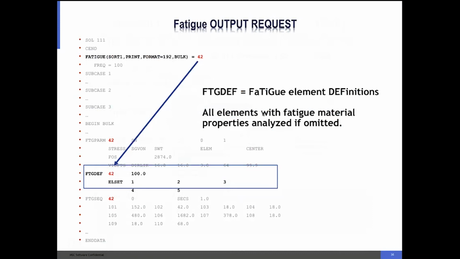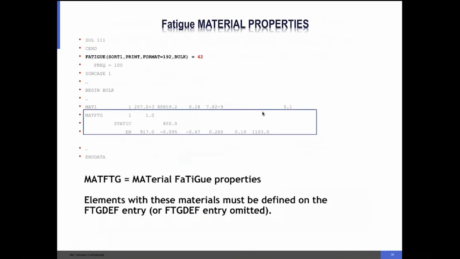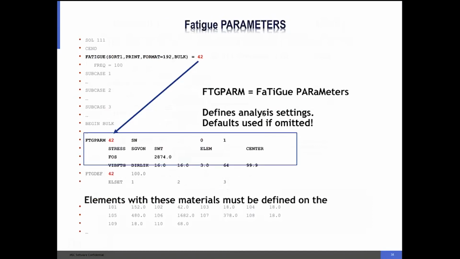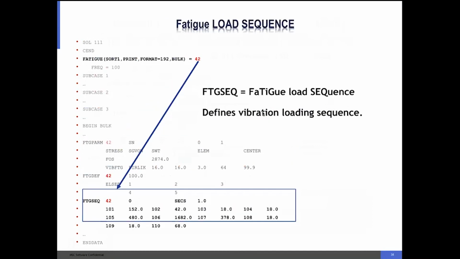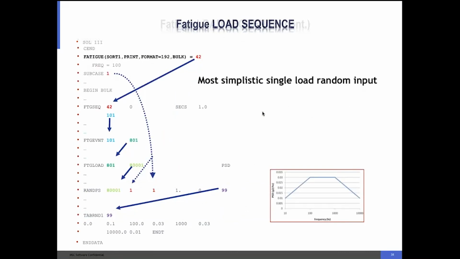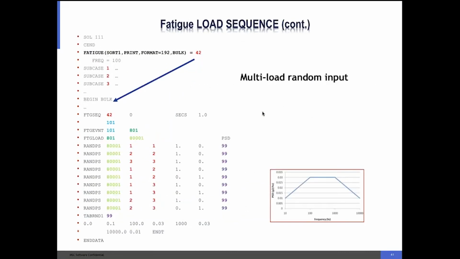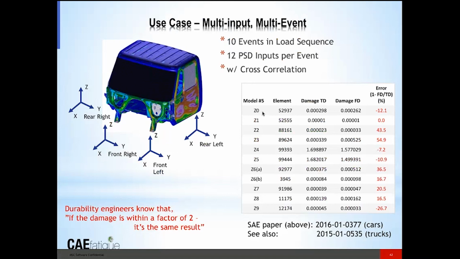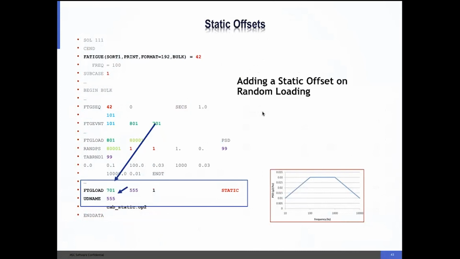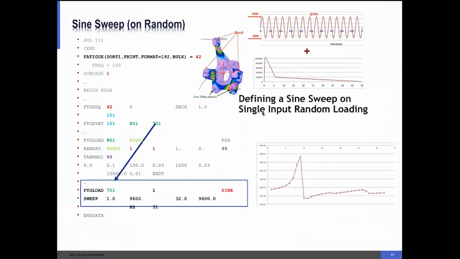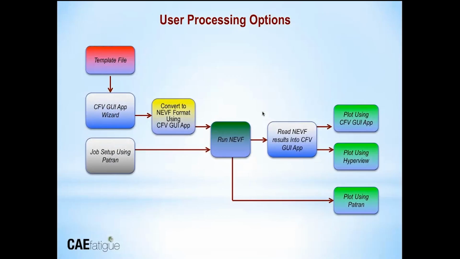So we have cards to request output. We have cards to define material properties, cards to define the various parameters for doing the calculation, how to define loads, how to sequence those loads, how to set up complete jobs with multi-events, multiple loads, and we're going to look at this example as a real live example. How to apply static offsets. This is all done inside the Nastran deck. How to apply sweeps, that's also done inside the deck. Okay, that's fine, and I went through that quickly because I'm aware that it's not particularly attractive to be showing Nastran deck entries in a webinar.